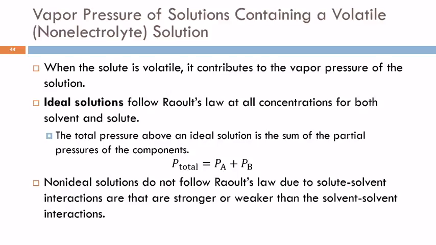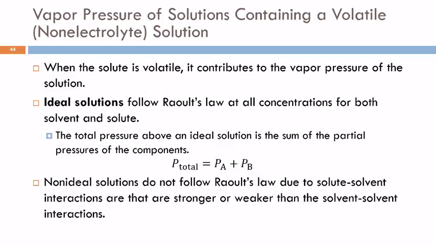When the solute is volatile, when it vaporizes easily, it actually adds to the vapor pressure of the solution. And when we talk about an ideal solution, it's going to follow Raoult's law at all concentrations. So the total vapor pressure is the partial pressure, the vapor pressure from the solute plus the vapor pressure from the solvent. But sometimes the interactions between the solute and the solvent are really, really strong. So the solute and the solvent really like each other, and so then neither of them evaporates as easily as it did alone. And so that makes the overall pressure lower.